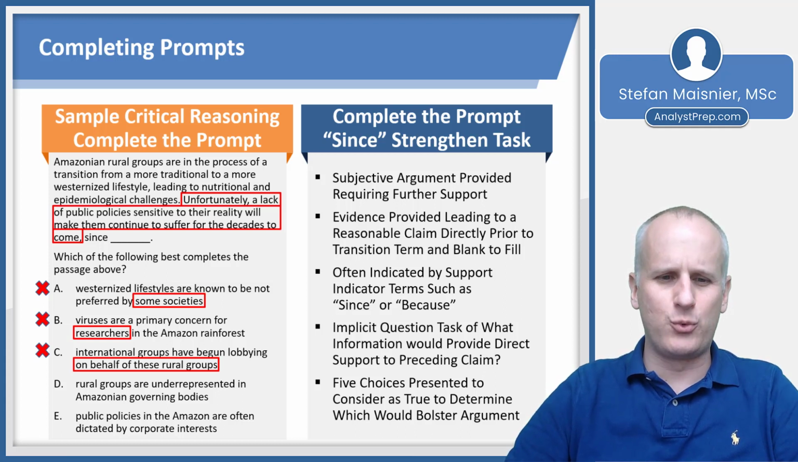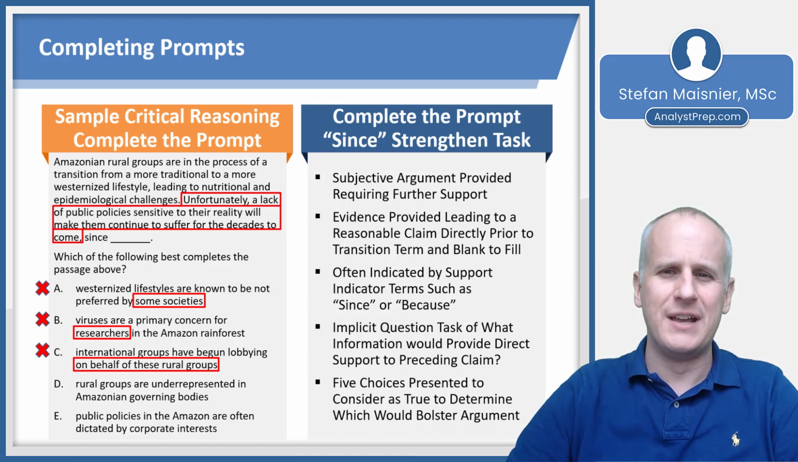Then we have choice D, rural groups are underrepresented in Amazonian governing bodies. Well, this explains the claim directly by showing that the rural groups don't have a say in the governmental policies. So that shows why those public policies will make them continue to suffer for the decades to come. So choice D matches our prediction pretty well.